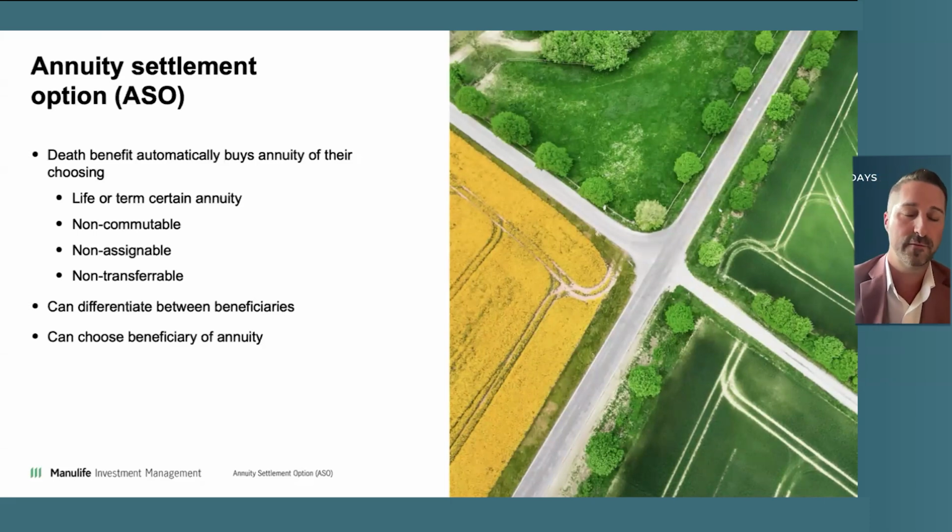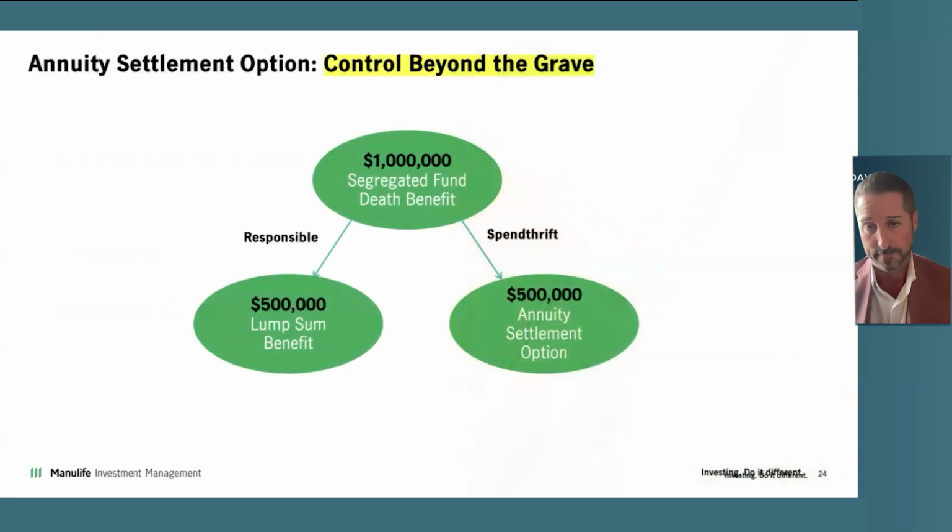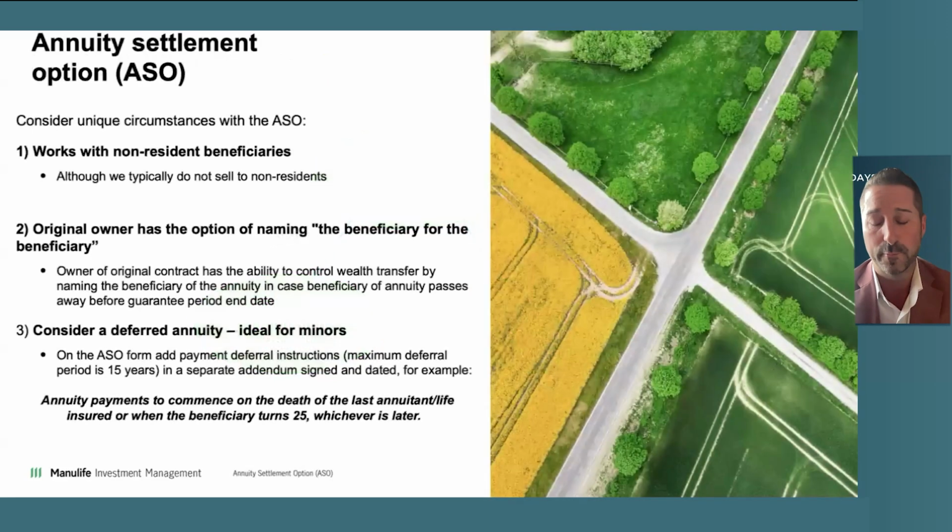Reach out to us. Don't be afraid to ask the question when you're dealing with these more complex scenarios in terms of controlling the asset beyond the grave. Keep in mind, one contract will satisfy multiple beneficiaries. You could have two kids, lump sum death benefit to the responsible kid, the annuity settlement option to the spendthrift. One contract will do that. Again, lots of flexibility. Another couple quick planning points on this with the ASO.